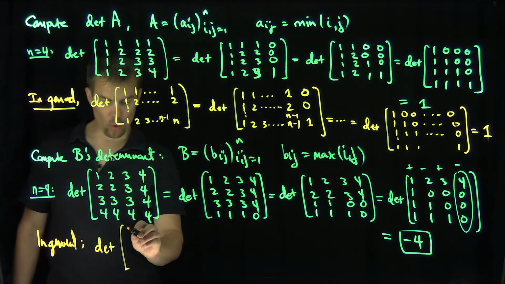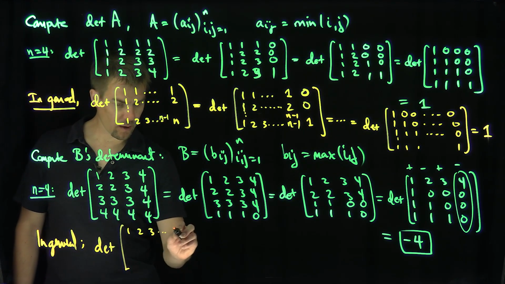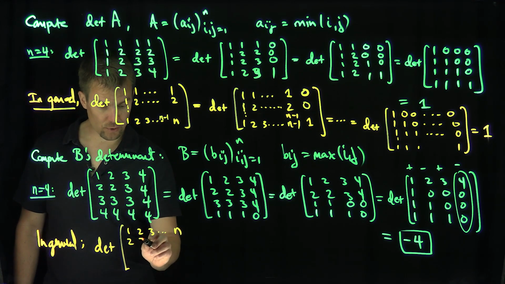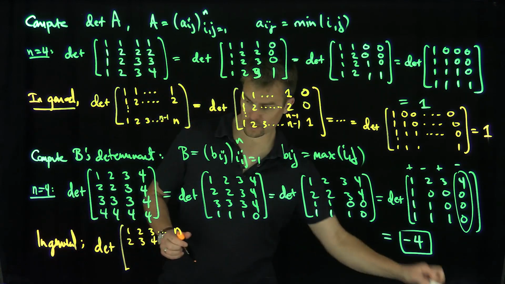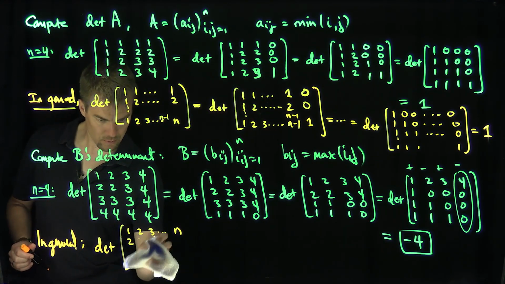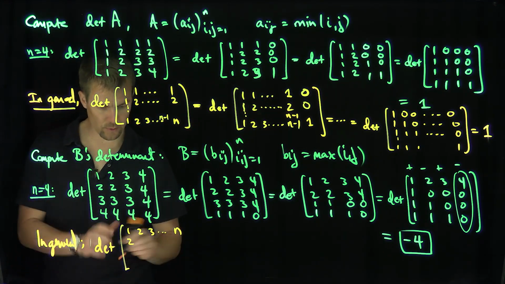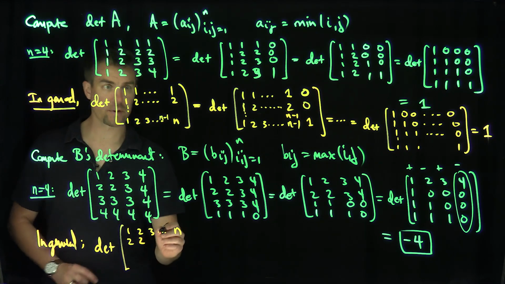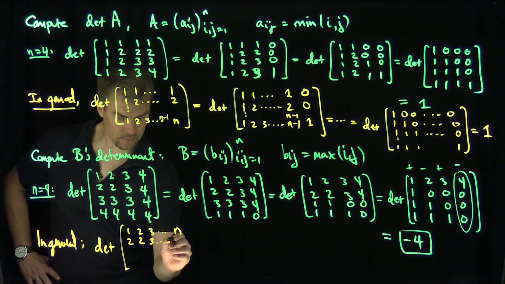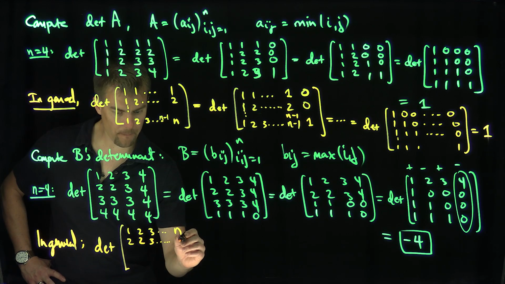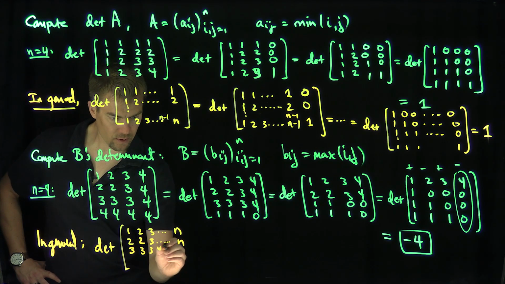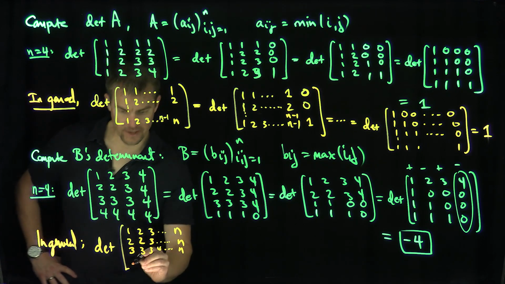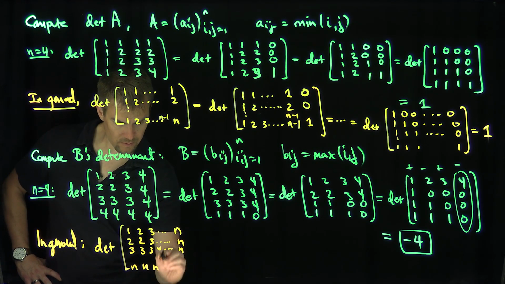Of the first row, you're going to have 1, 2, 3 up to n. Then we're going to have 2, 2, 3, all the way down to n, like so. Then we'll have 3, 3, 3, 4, all the way down to n. And finally, the last row is just going to be what? All n.